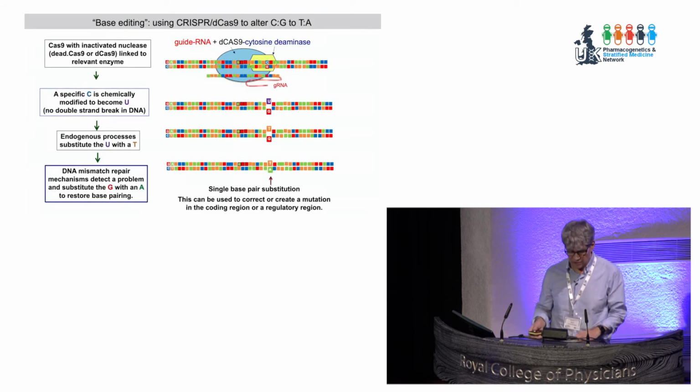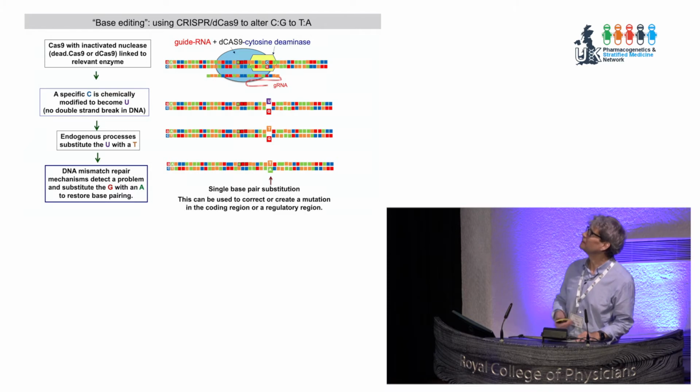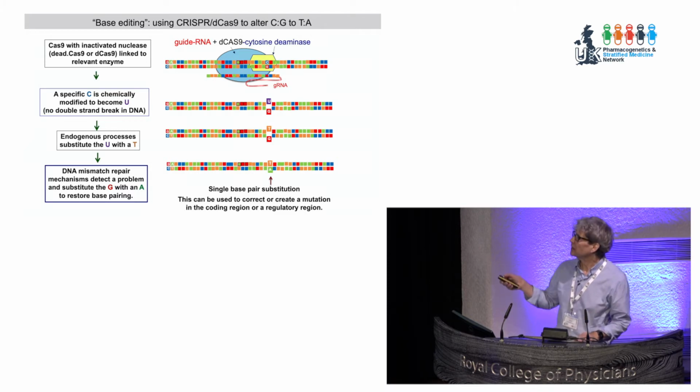Now, to get around this, David Liu and colleagues have invented a couple of techniques. One of these is called base editing. In this case, you've inactivated the Cas9, so it doesn't make a double-stranded cut in the DNA, but instead it nicks it, and you make use of cytosine deaminase basically to alter a CG eventually to TA.